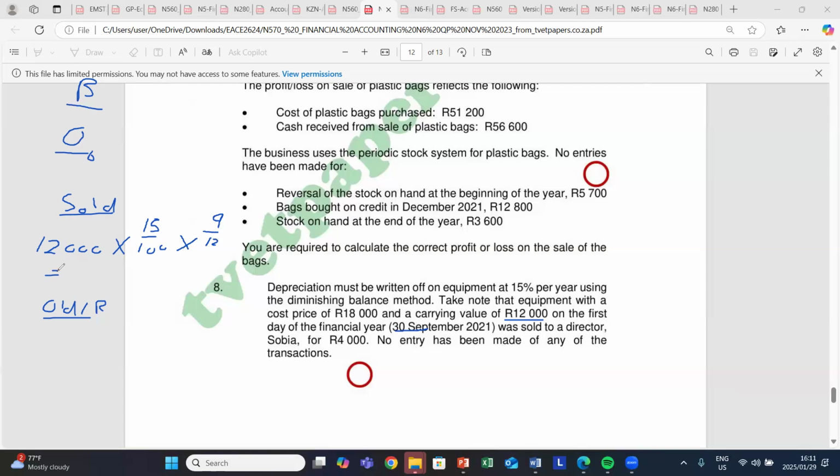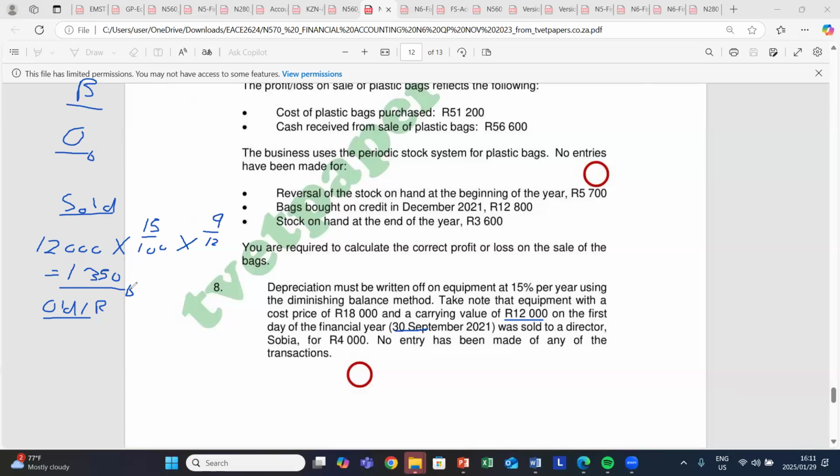So say 12,000 multiply by 15%, multiply by 9 over 12. And then we'll get the depreciation for sold, which will be 1,350. And then you go to your older remaining.